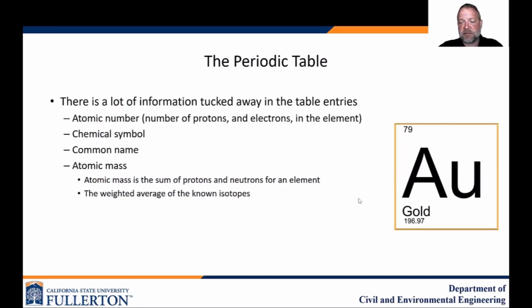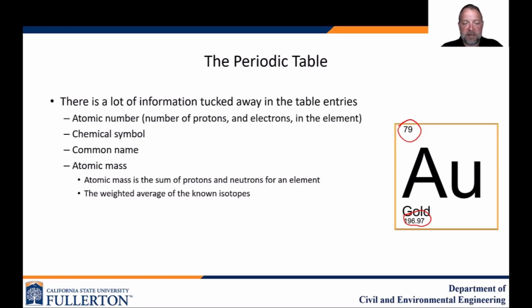There's a lot of information tucked away. So on the previous slide, I showed you a periodic table that just had the atomic symbol of the elements and the number of protons, the atomic number. But on a bigger scale periodic table, you can see there's a lot more information. So for gold, on the right-hand side here, you can see that it has an atomic number of 79. It's given to us here. 79 has an atomic weight of 196.97. The common name is given there, gold, and the chemical symbol Au is also given for gold.